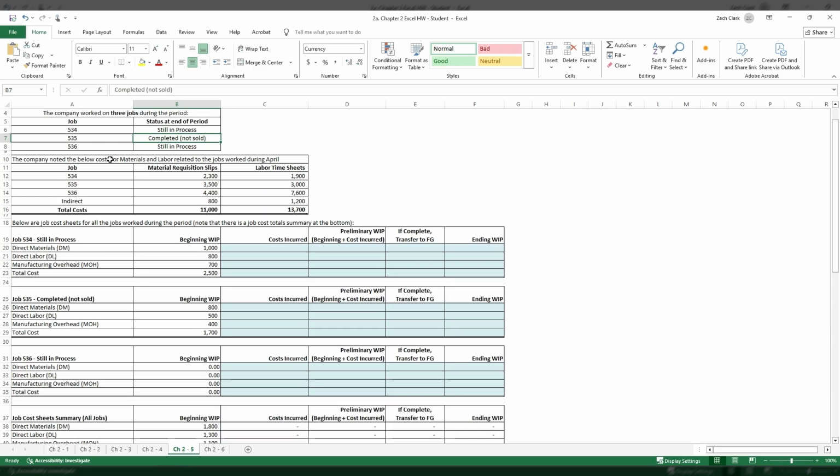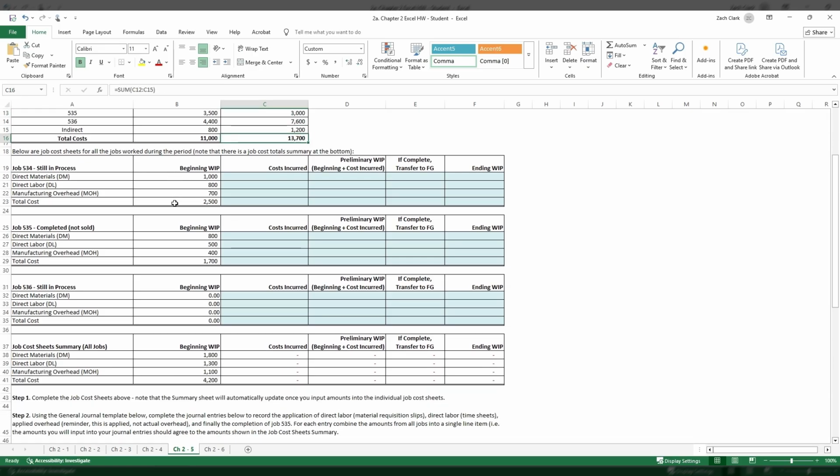And then here it says the company noted the below costs for materials and labor. So we have job 534, 535, and 536. And as far as direct costs for materials, that's these here. And then there was some indirect materials that were used, $800 worth. Again, that could be things like WD-40 or glue or string for packaging or something, some small kind of indirect materials. And then our labor, you can see 534 had $1,900, 535, $3,000 of labor. And then we had some indirect labor also of $1,200. So those are the two indirect amounts here for materials and for labor.